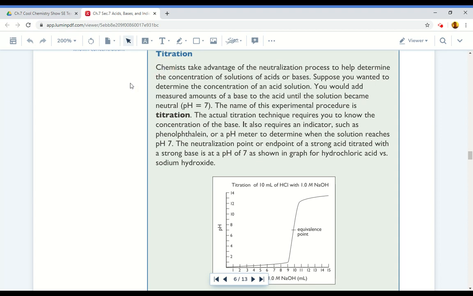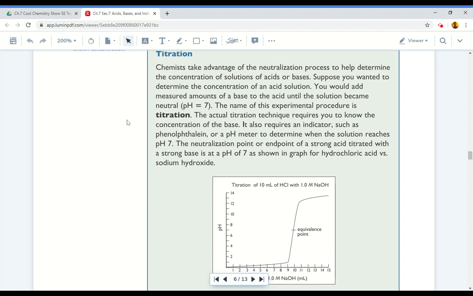Titration. Chemists take advantage of the neutralization process to help determine the concentration of solutions of acids or bases. Suppose you wanted to determine the concentration of an acid solution. You would add measured amounts of a base to the acid until the solution became neutral, or a pH of 7. The name of this experimental procedure is titration.